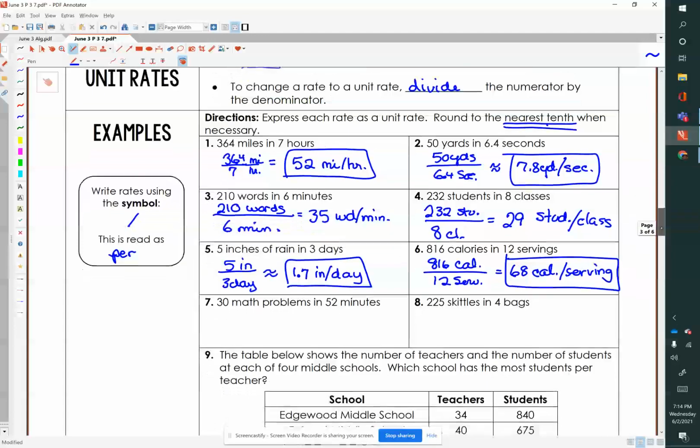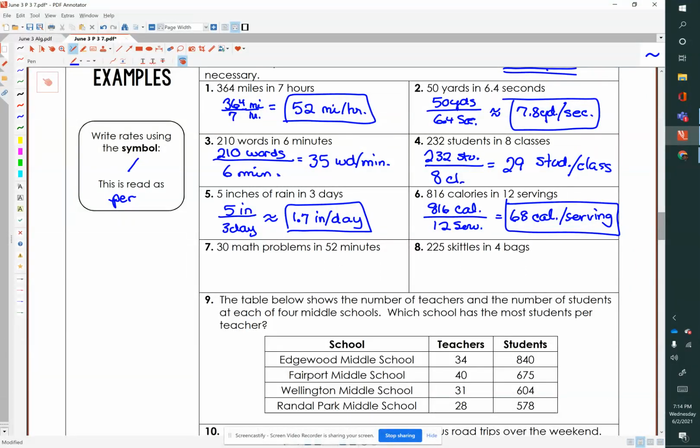And number 7, if we can do 30 math problems in 52 minutes, ooh, that's pretty good. So 30 problems in 52 minutes. That will be, when we round it to the nearest tenth, approximately 6/10 of a problem per minute. So you can make a unit rate out of pretty much anything, even how fast you do your math homework.